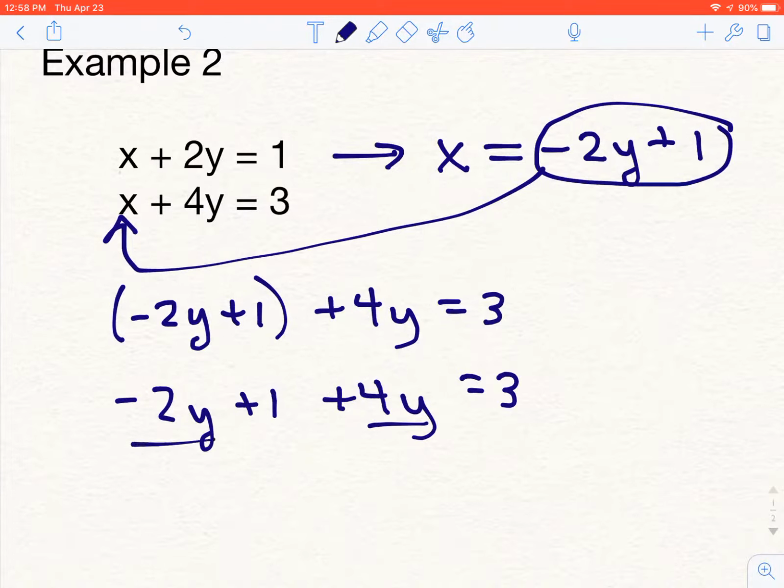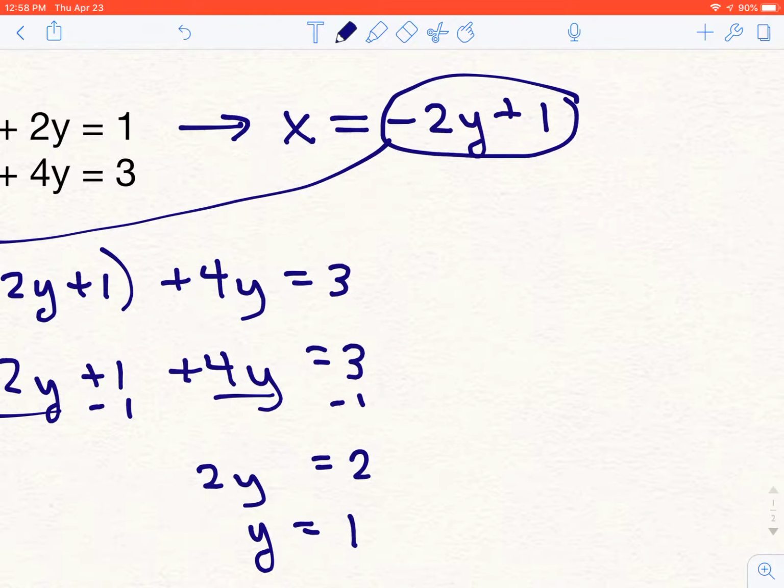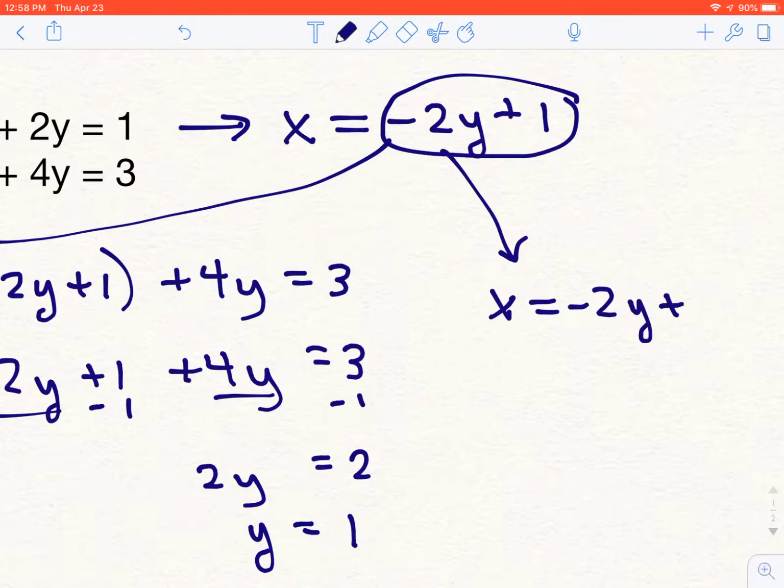Combine my like terms, and subtract 1. So I get 2y equals 2. Divide by 2, y equals 1. Once I know the value for y, I can go back and solve for x. So I'm going to use this one right here: x equals negative 2y plus 1.